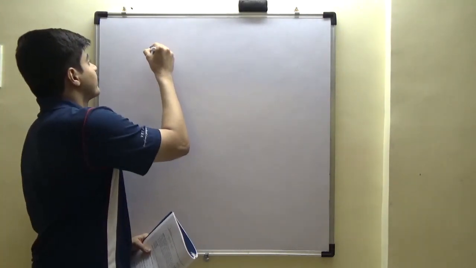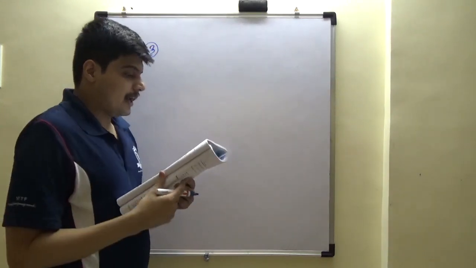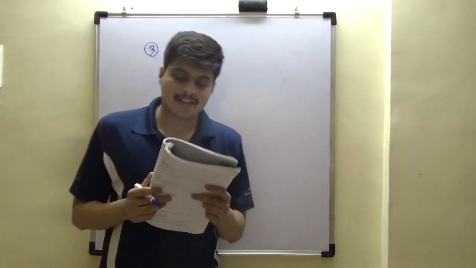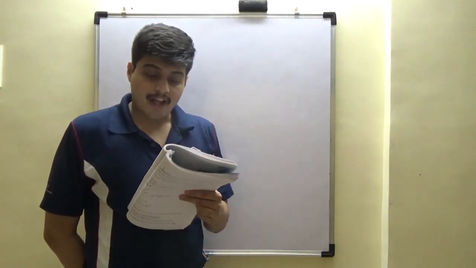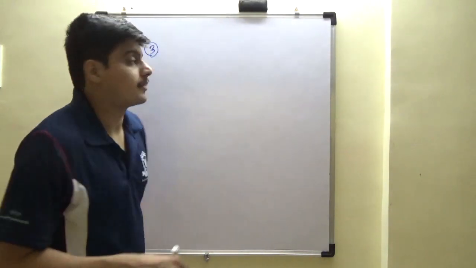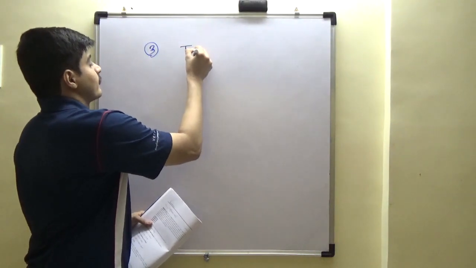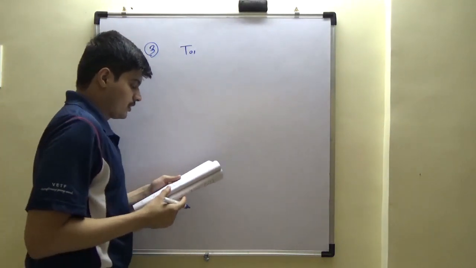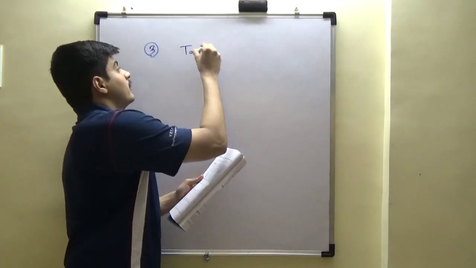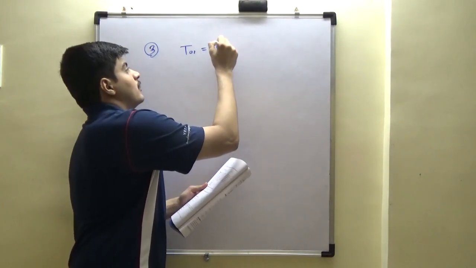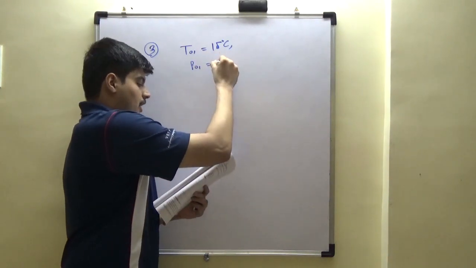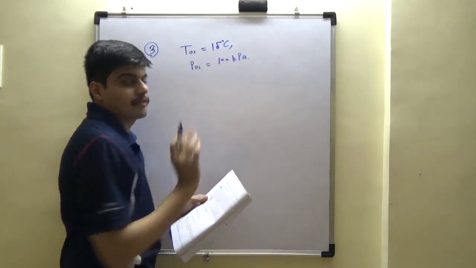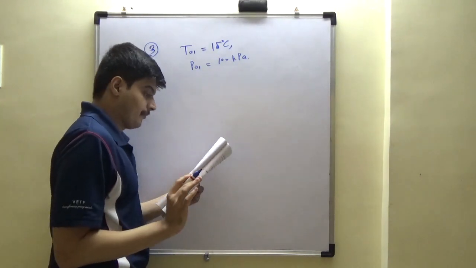Question number 3. Air at a stagnation temperature of 15 degrees Celsius and stagnation pressure of 100 kilopascal enters an axial compressor with absolute velocity of 120 meter per second. I already know this. They have given me 15 degrees Celsius as stagnation temperature and stagnation pressure as 100, which means if I reduce everything to 0, okay?